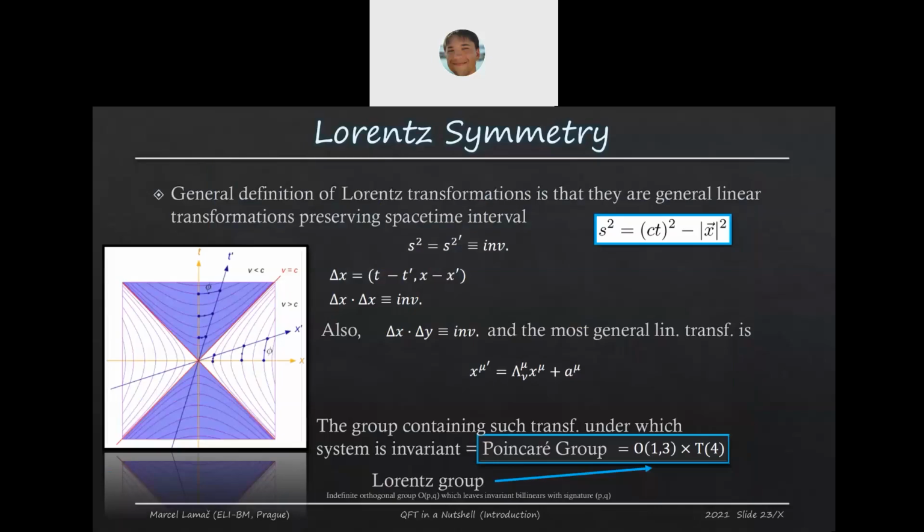We know that special relativity works. There are many applications, like GPS and stuff, right? So you know all of that. So let's talk about something that you may not know, and that is the general definition of Lorentz transformation.